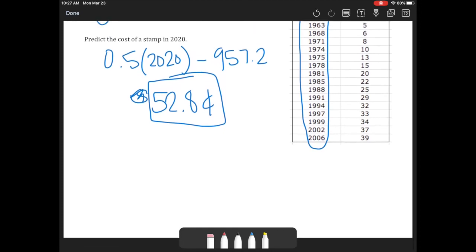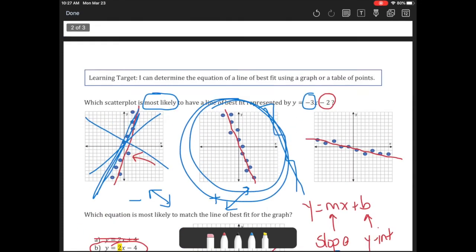All right, and there you go, guys. That is the entire study guide for Unit 1.